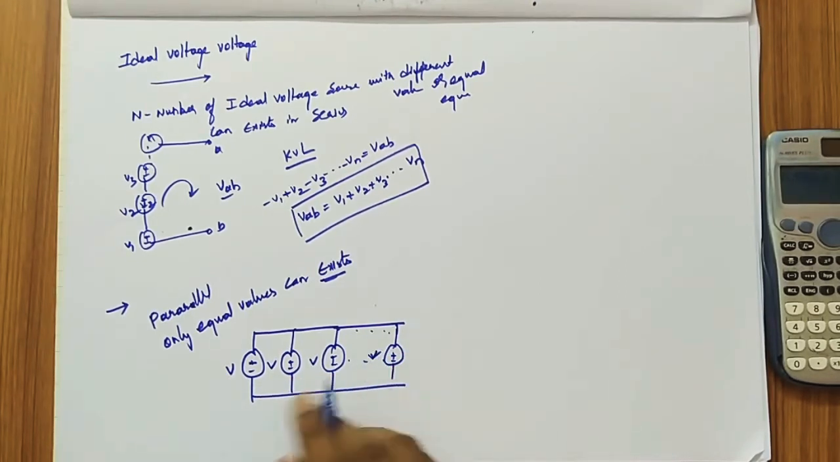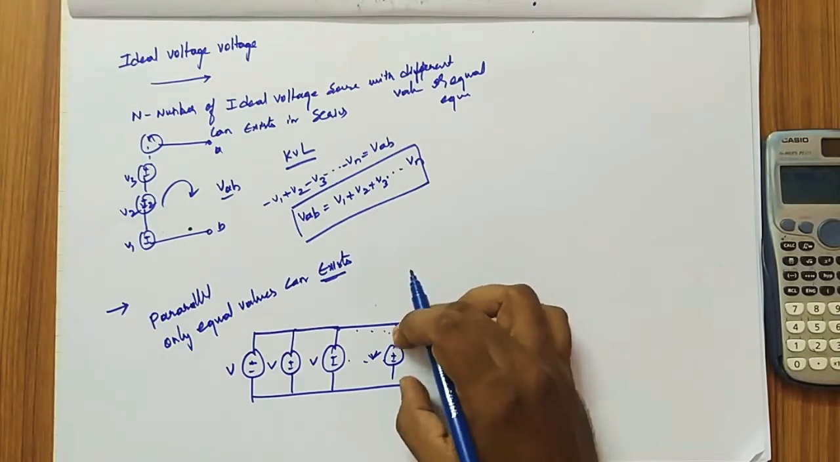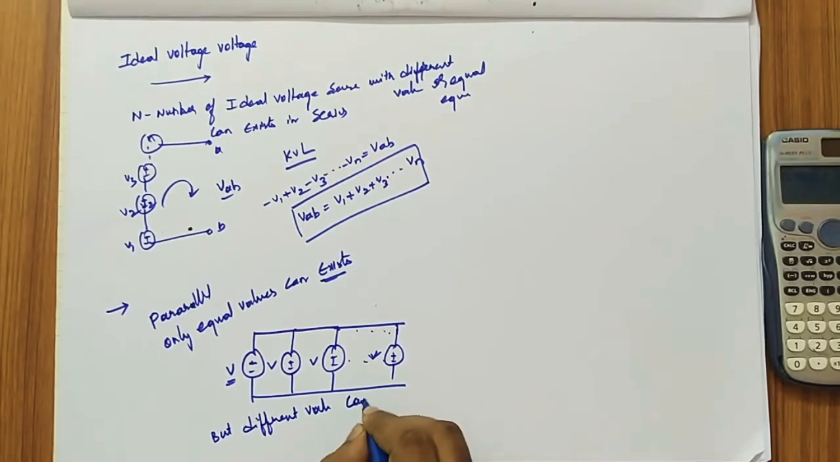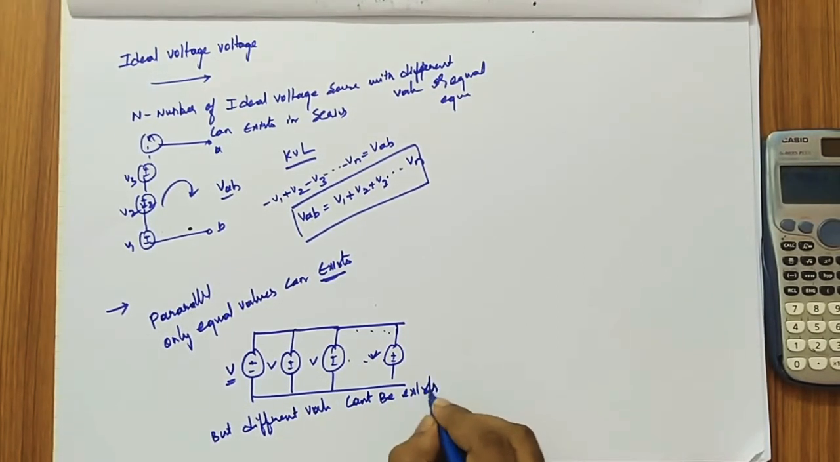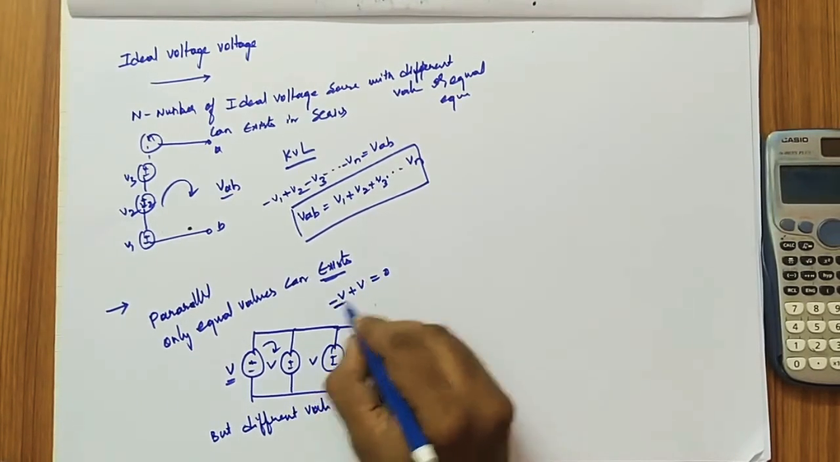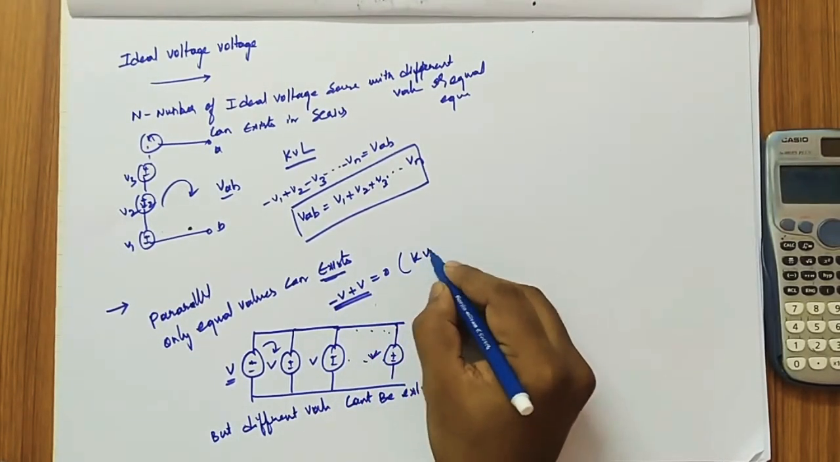Observe carefully. You can connect an infinite number of parallel-connected voltage sources having equal value, but different values can't exist. Why? If you apply KVL here, minus V plus V equals 0, that is, you are satisfying KVL.